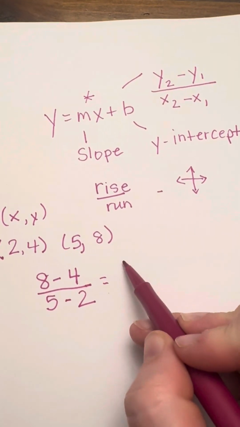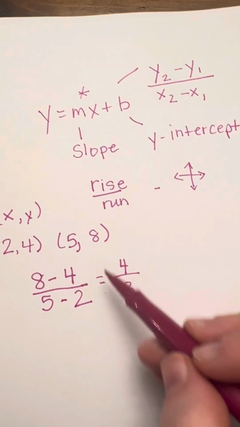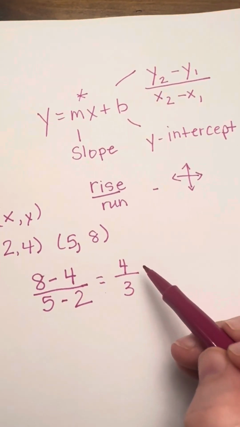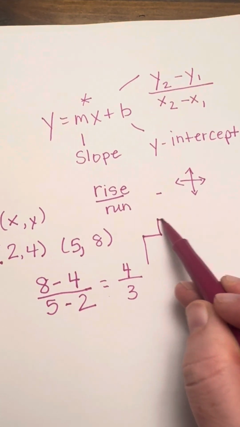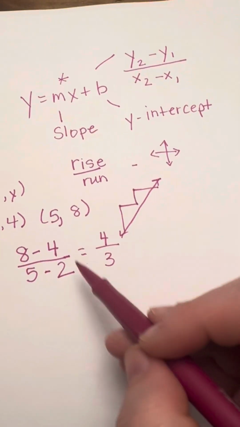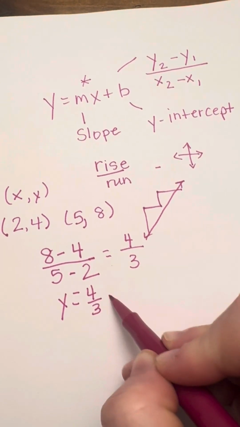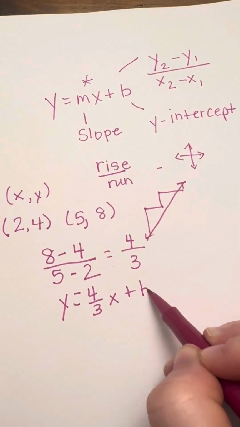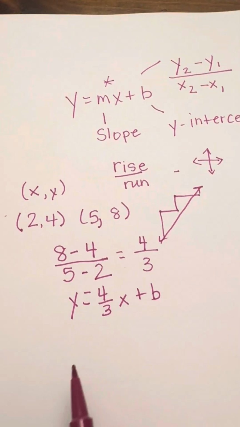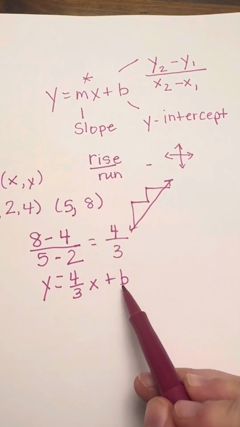So go ahead and simplify this. 8 minus 4 is 4, and 5 minus 2 is 3. So the slope of my line is a positive slope of 4 over 3. We're going to go up 4 and over 3, up 4 over 3, in our line as we graph it on our coordinate plane. So we have our slope. So we have y equals 4/3 x plus b. Now we've got 3 other variables that we need to figure out, but we have everything that we need to figure out those variables. So here's the tricky one.